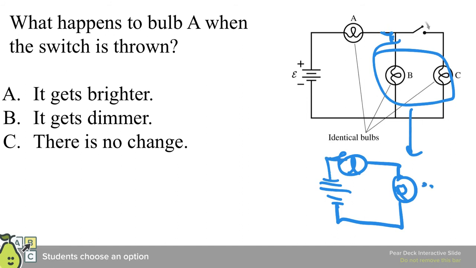But we know that this is less R. Again, we've taken two things in parallel. We know that their combined is a lower resistance. So the whole circuit has a lower resistance, so we're drawing more current. But if we draw more current and we run through A, A gets brighter.